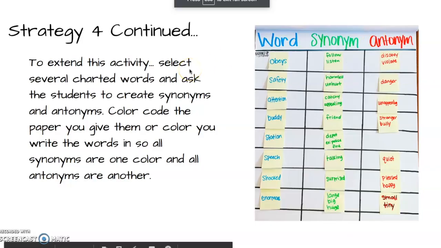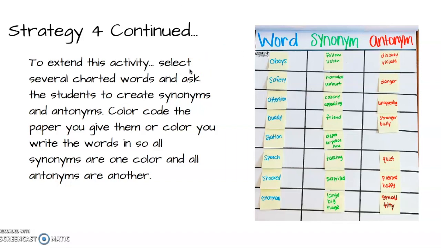So to go off the strategy that we demonstrated, there is a continuation to extend the strategy if you so wish, or if you think that your class is at that level where they can understand and comprehend and really do well with it. So for this activity, you can use the charted words that you came up with as a class and create synonym and antonym lists. So the graphic that I have to the right, I'm pretty sure they came up with a list together, but you can also give your students pieces of paper to write what they think.